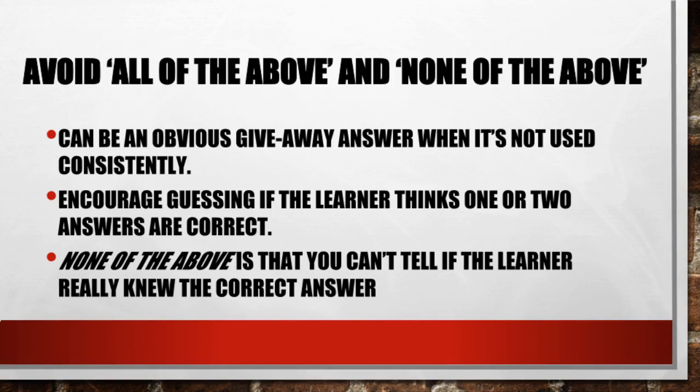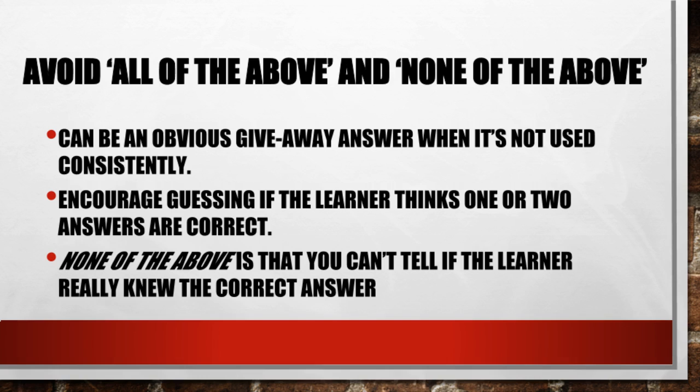Avoid using all of the above and none of the above. Students merely need to recognize 2 correct options to get the answer correct. You will never know if students know the correct answer. I hate this rule because when you run out of distractors, all of the above and none of the above can come in handy. But they may not promote good instruction.